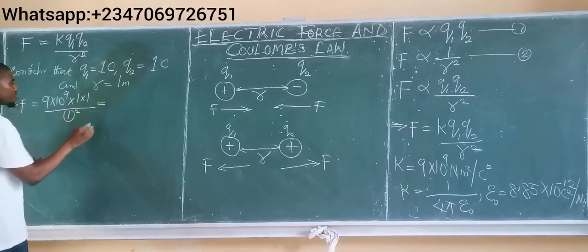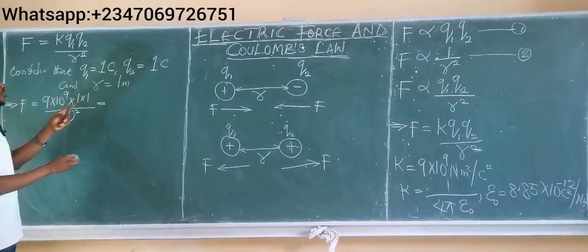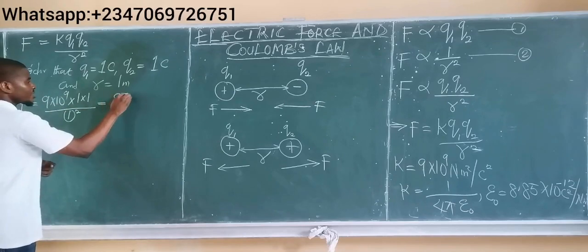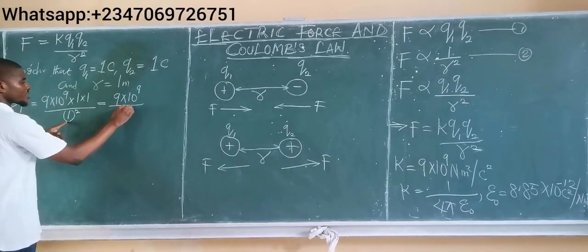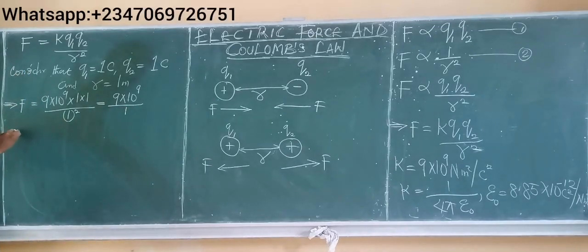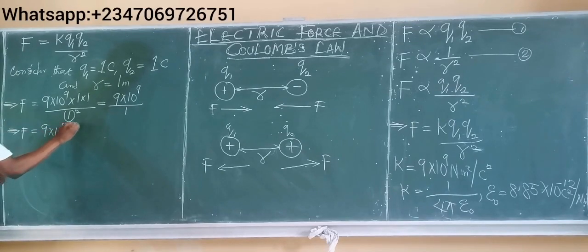Now this simply means 9 by 10 to the power of 9 multiplied by 1 remains 9 by 10 to the power of 9, all over 1 squared, which is 1. So this simply implies that the Coulomb's force F has a value of 9 by 10 to the power of 9 newtons. Remember, force is always measured in newtons.